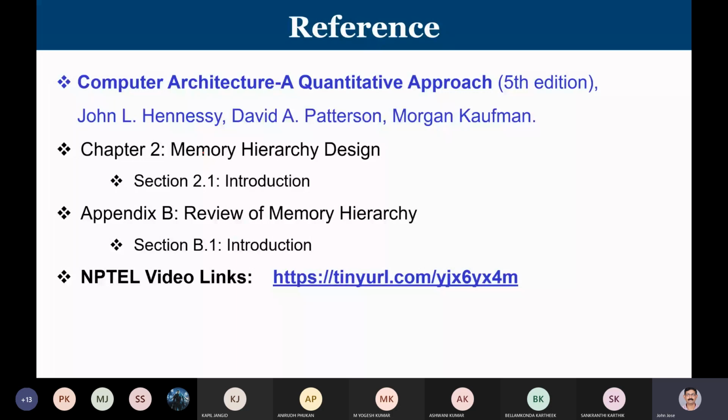So that completes these first two elementary portions of the cache: block placement and block identification, and a little bit about indexing. There are 2 portions which have been covered. You start reading from the introduction portion in the memory hierarchy design chapter, chapter 2, and then go to the review of memory hierarchy, section B1. So these 2 topics are good enough to understand today's lecture.